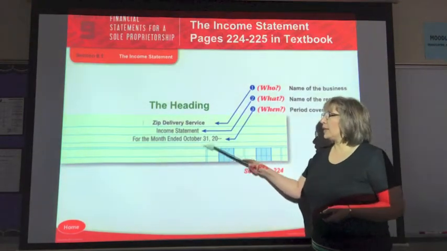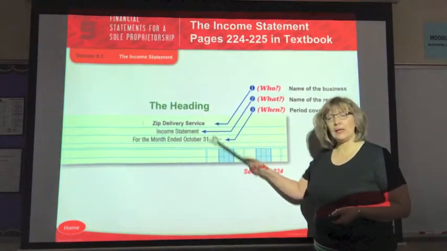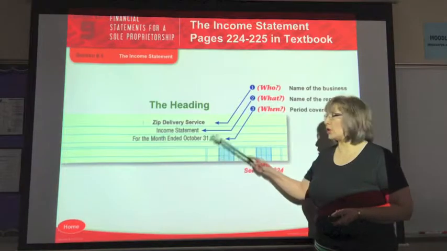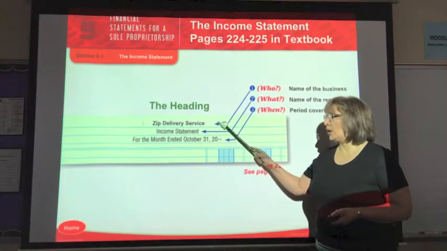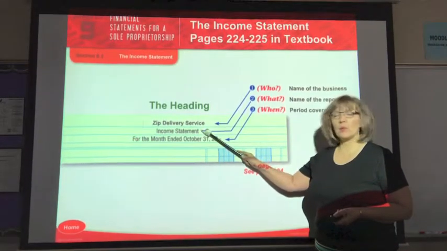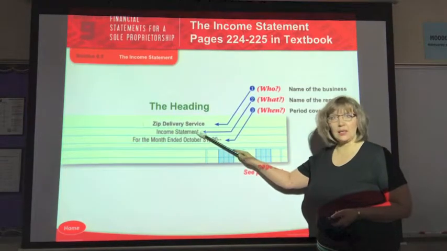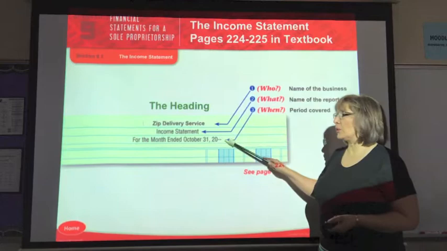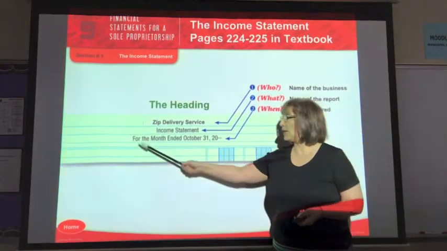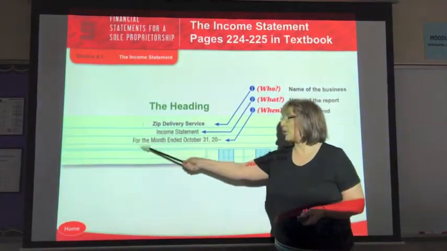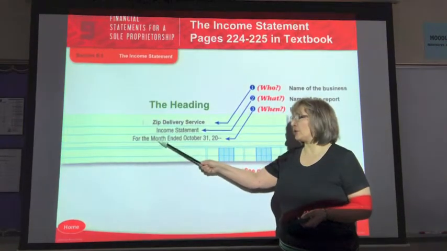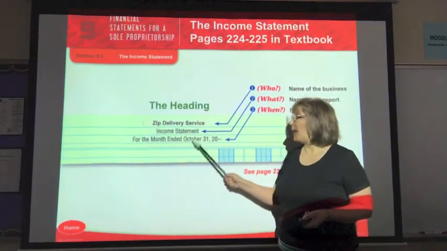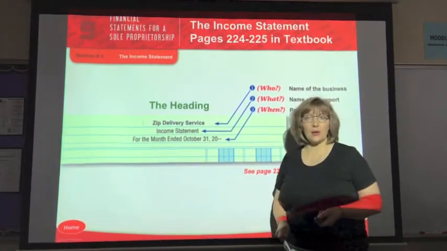Notice that on an income statement, we have a heading very similar to the one that we used in the worksheet. It has the who, what, and when. Who is the company? What is what we're preparing? That changes just slightly. It's now an income statement. And then the date is going to be similar to the one that we used on the worksheet. It's going to indicate what the period was, for the month ended, for the year ended, for the period ended, for the quarter ended, and then the last day of that accounting period.